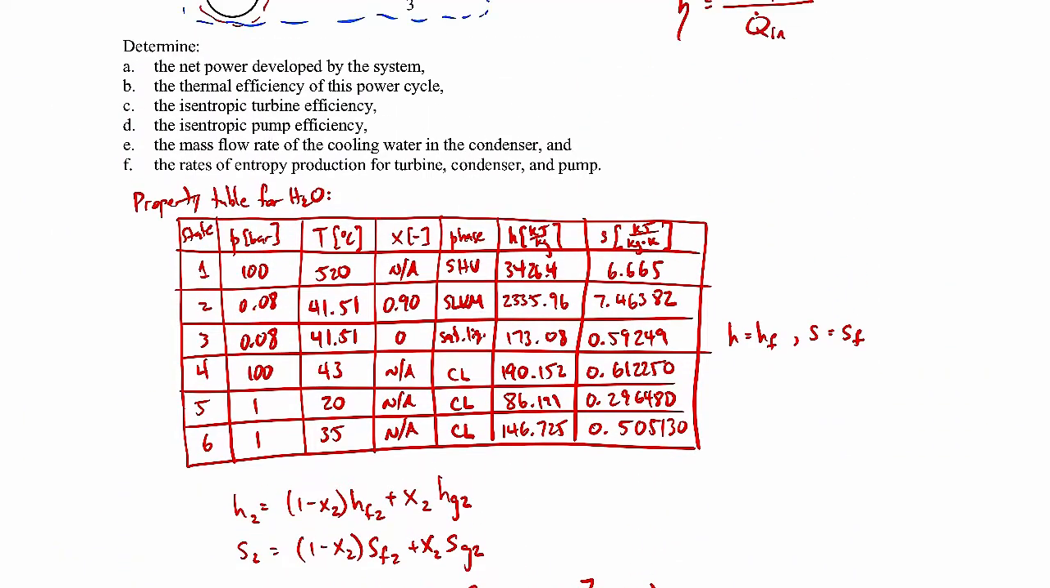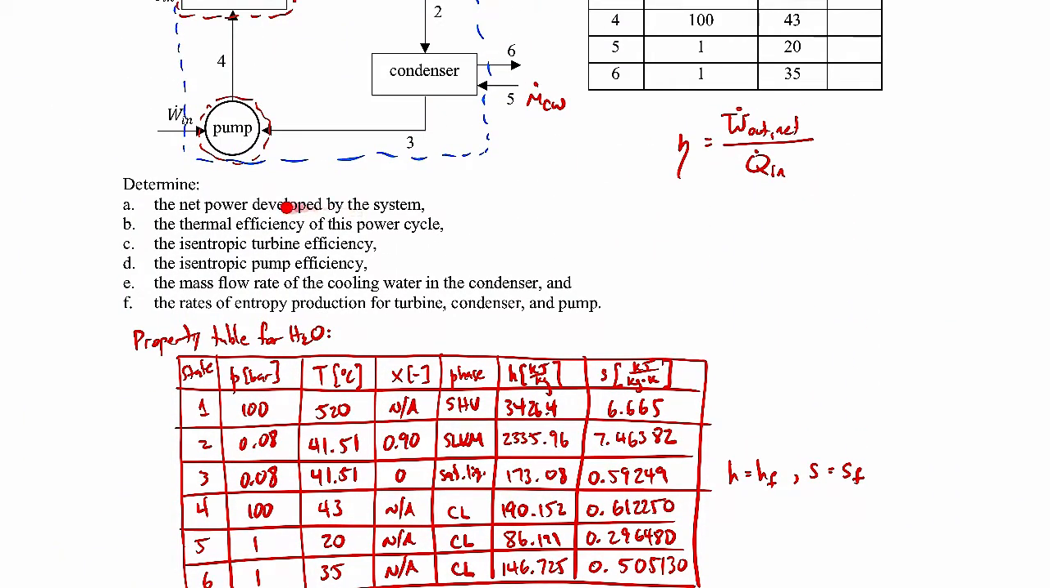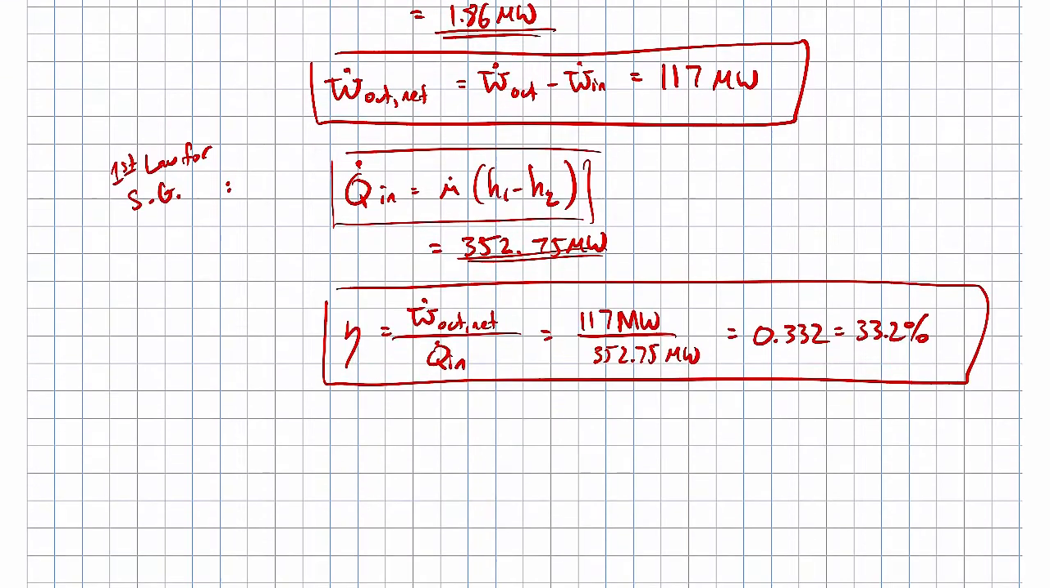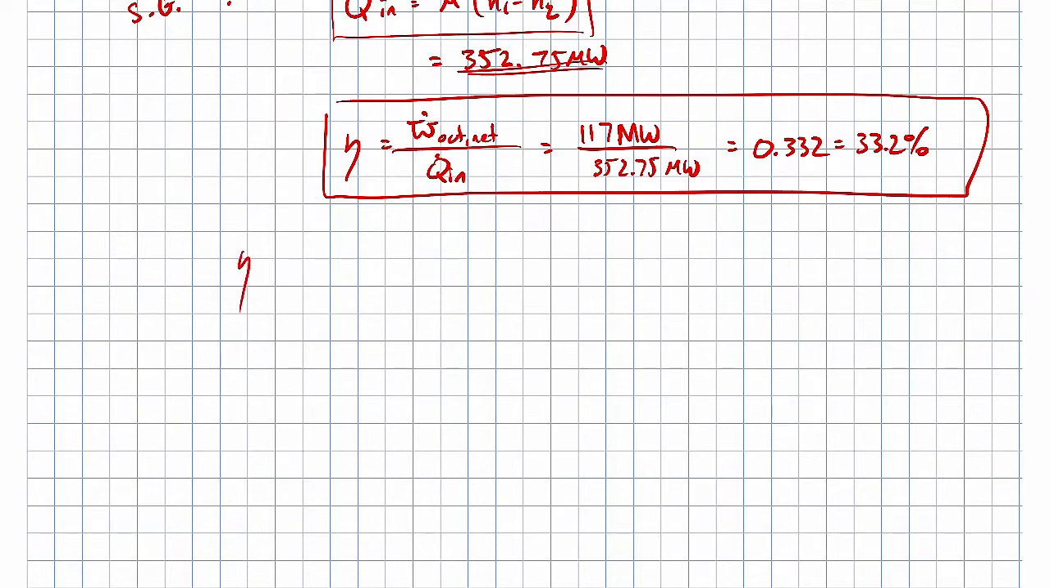Let's go back up to the problem statement. So we've done parts A and B. Now let's look at part C, the isentropic turbine efficiency. And then part D will be very similar, the isentropic pump efficiency. For that, let's go back to our definition for the isentropic turbine efficiency. That'll be the actual power you get out of the turbine divided by the power you would get out of the turbine if it was isentropic operation.